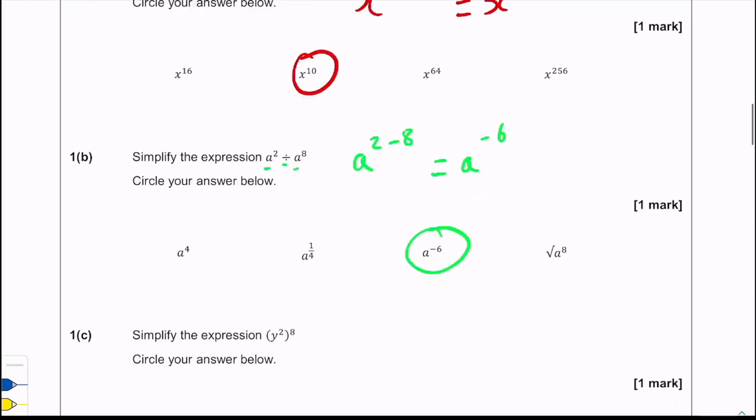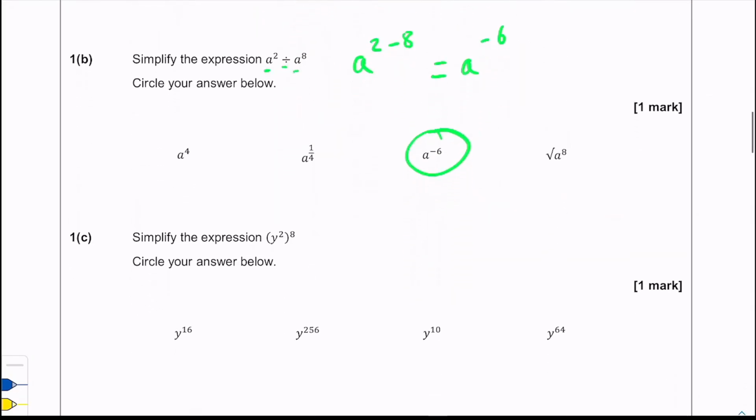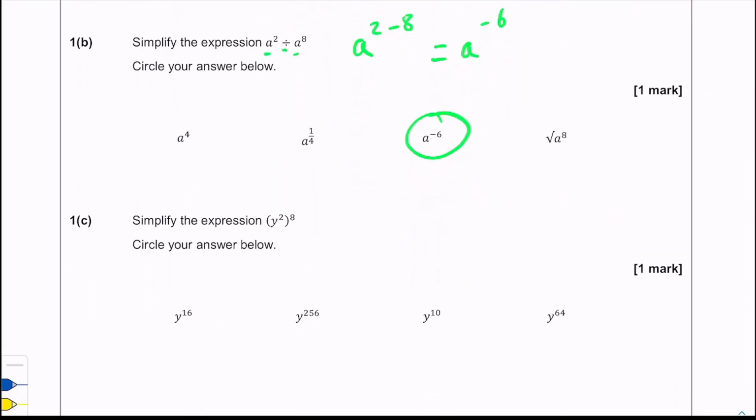Okay, let's move on to part C. For part C, we need to simplify the expression y squared, and that's all being raised to the power of 8. When the squared is being raised to another power, in this case 8, we need to do 2 and then multiply by the other power, which is 8. So y to the power of 16, which is our first answer.